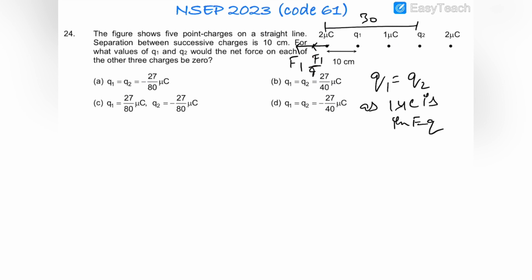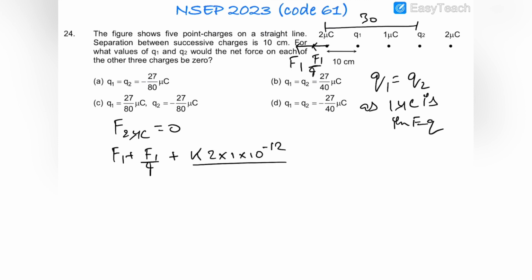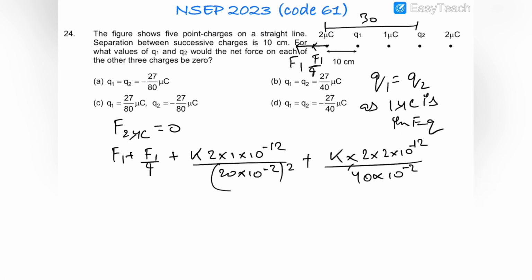And therefore we can say that the force on 2 microcoulomb is 0. So F1 plus F1 upon 9 plus the force on 2 due to 1 would be K into 2 into 1 into 10 raised to power minus 12 divided by 20 into 10 raised to power minus 2 whole square, plus the force on 2 due to this 2 will be, this is 10, 10, 10, 10, 40. So the force would be K into 2 into 2 into 10 raised to power minus 12 divided by 40 into 10 raised to power minus 2 whole square.